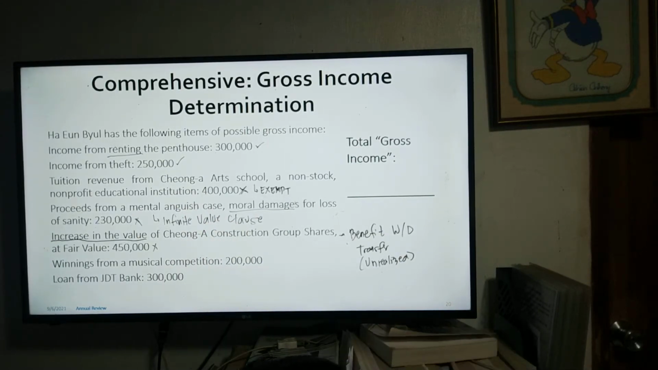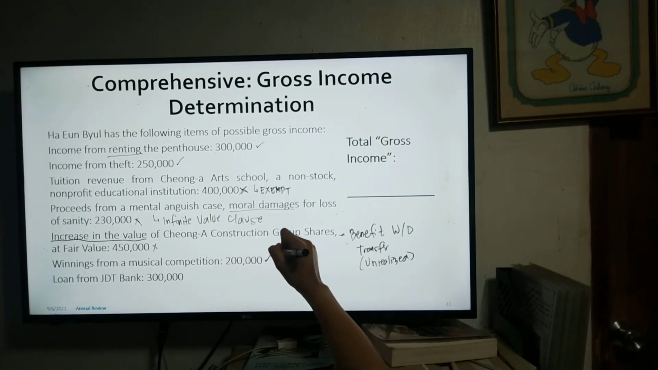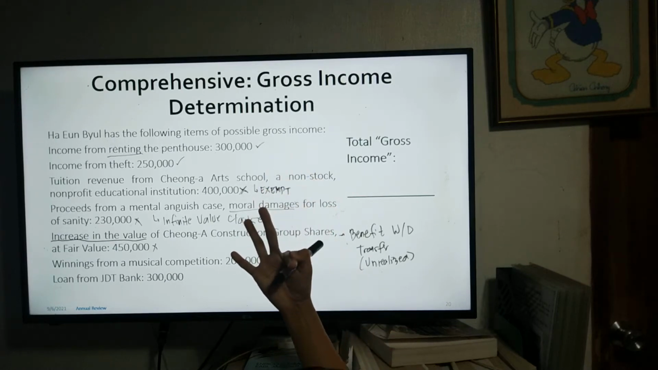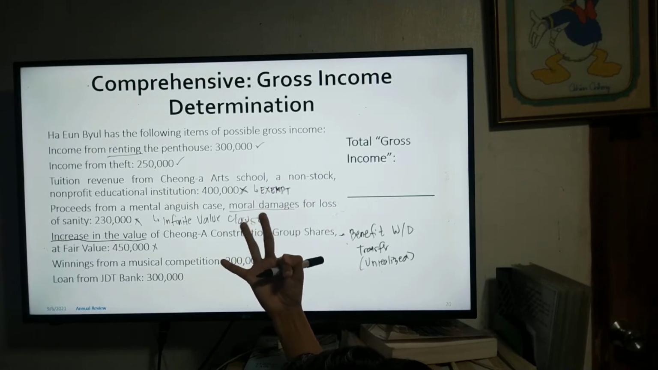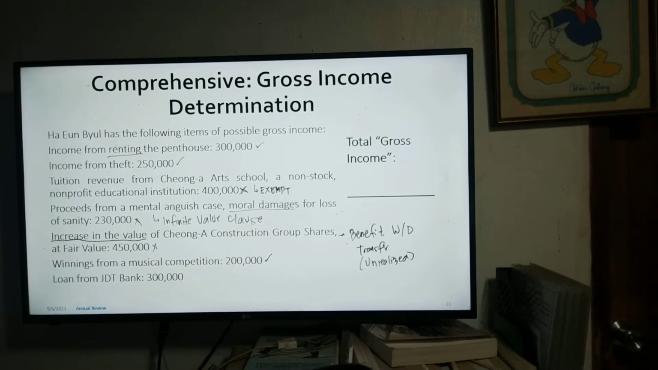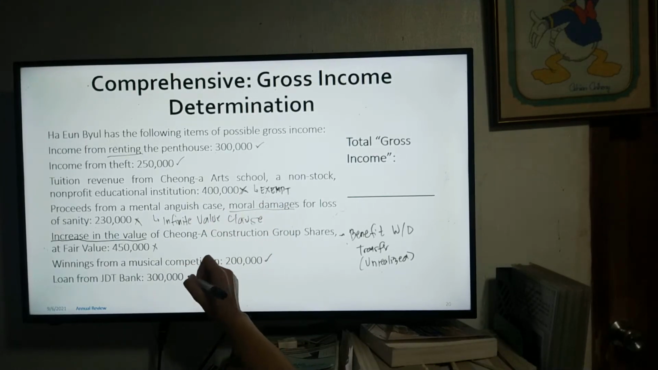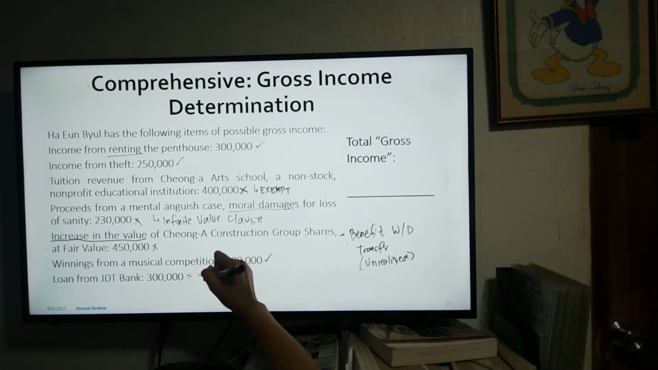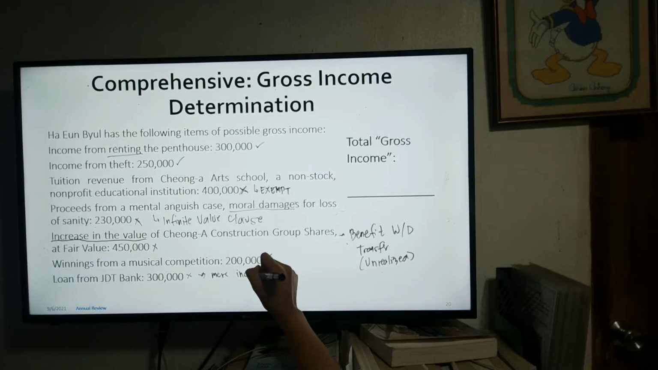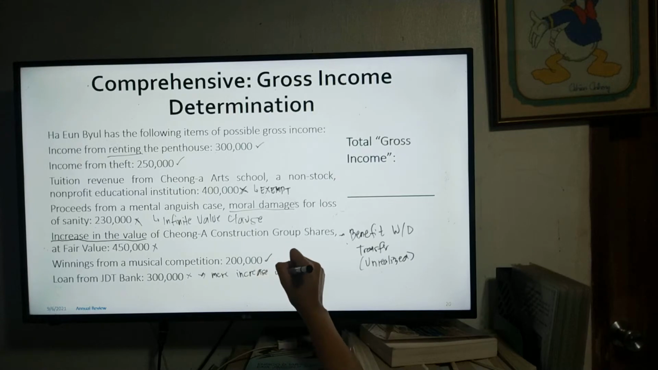Next, winnings from a musical competition. This is included, because it satisfied the three tests. You passed the three tests. And lastly, loan from JBP. This is not included. Why is it not included? For the very reason that it is just a mere increase of wealth.